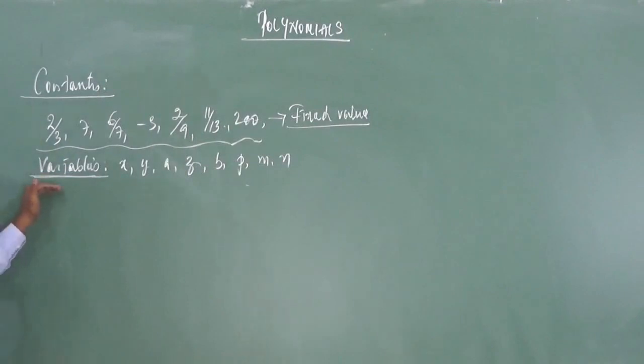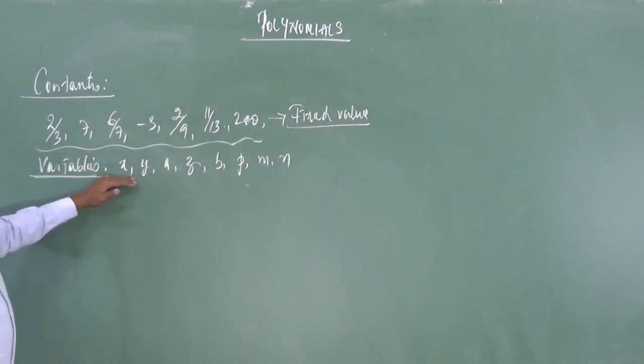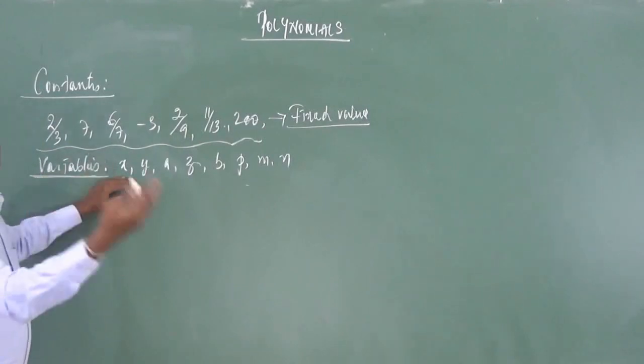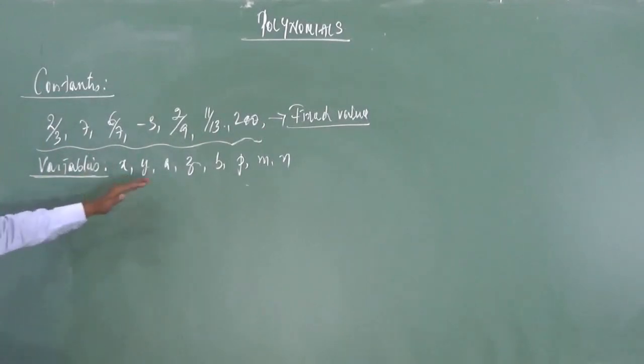A variable is a term which does not have a fixed value. They take the value that we give to them. That is why they are called variables.